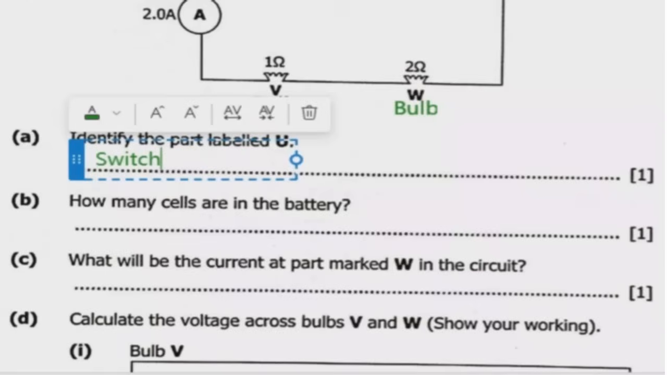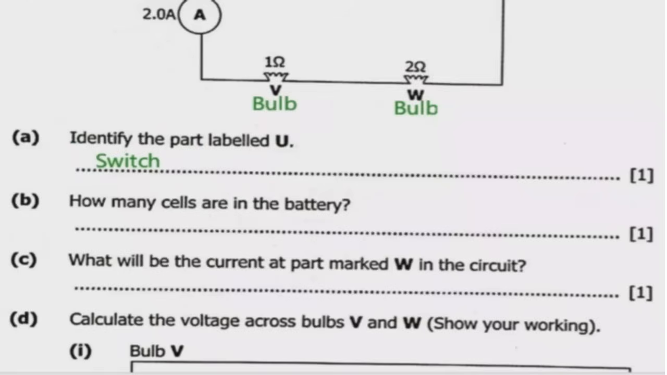Then we come to B. How many cells are in the battery? Let me tell you how we write one cell. One cell, in the way they are drawn there, has a short line and a long line. Here there are three sets of those: that is one cell, this one is another cell, and this one is also another cell. So there are three cells there.